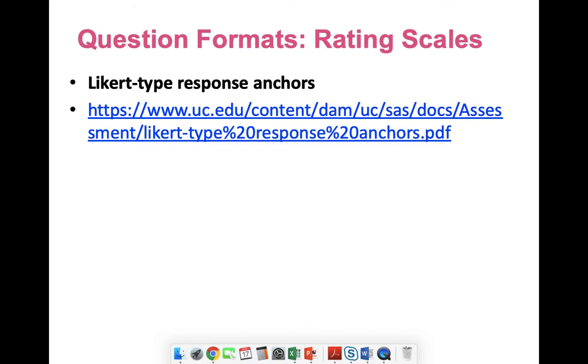And then if you want to see different types of Likert type response categories, or response anchors is another word. So a response anchor would refer to the verbal label that corresponds to each number. You can click on this hyperlink, and that'll just give you a sense of the types of response anchors that are out there.